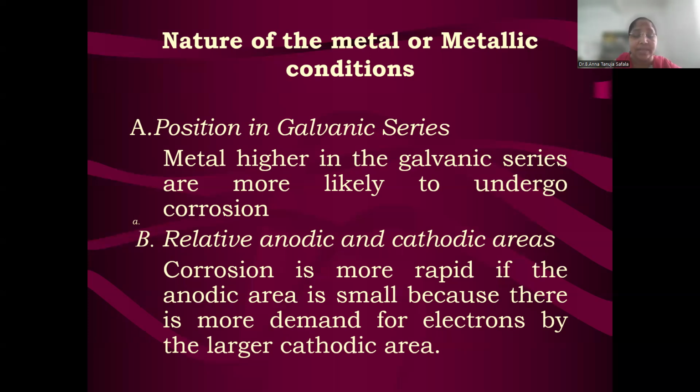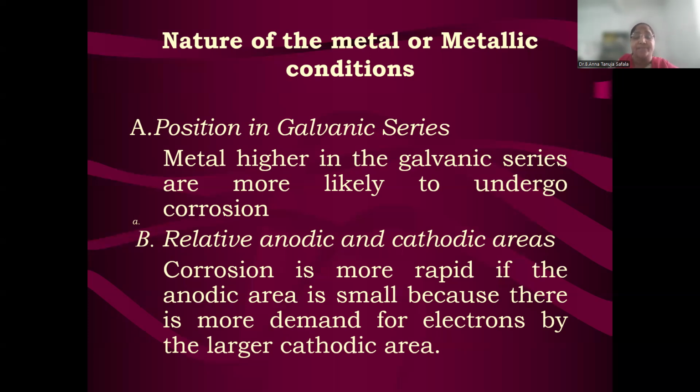Then if we come to the second one, relative anodic and cathodic areas. In a metal, some part of the metal can become anode and some part can become cathode due to uneven exposure of the metal to different aerated conditions. We already discussed that the highly aerated part will become cathode and the less aerated part will become anode.